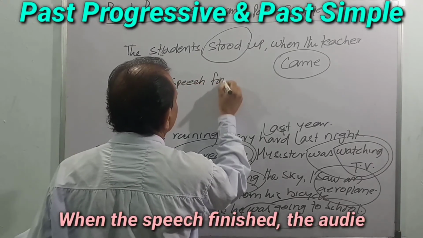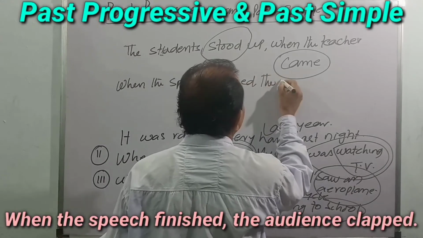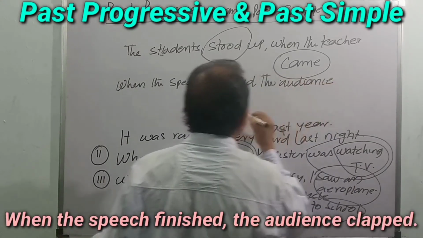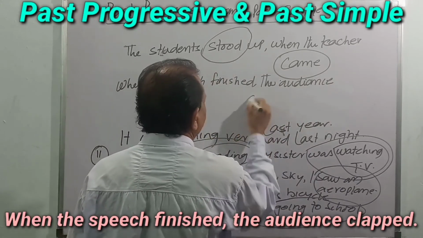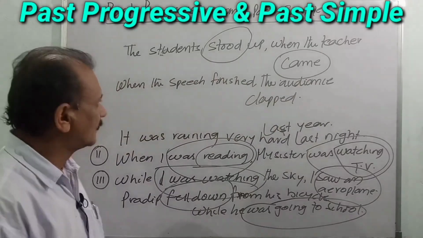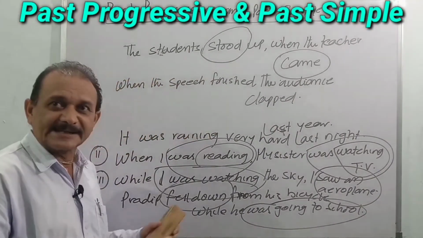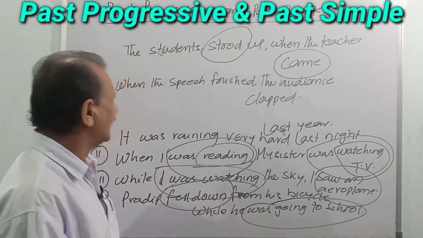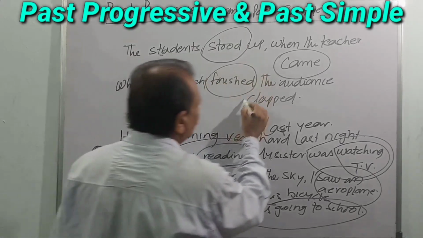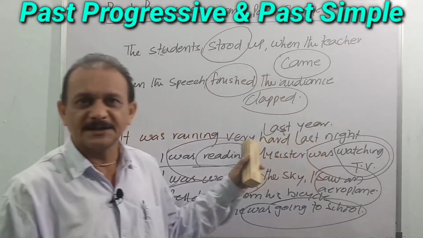When the speech finished, the audience clapped. When the speech finished, the audience clapped. The actions happened in a sequence. In that place, we use past simple in both sentences. Finished and clapped. Okay, thank you.